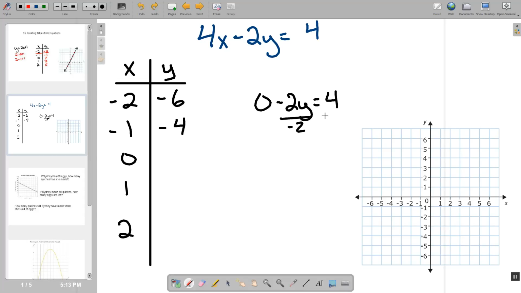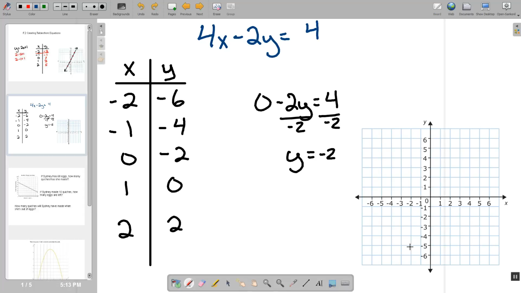From here, I can divide both sides by -2, and y is equal to -2. And now it does turn out that our pattern was correct. So our next value is 0, and our next value would be a +2. Now we can take each of these ordered pairs and graph them.